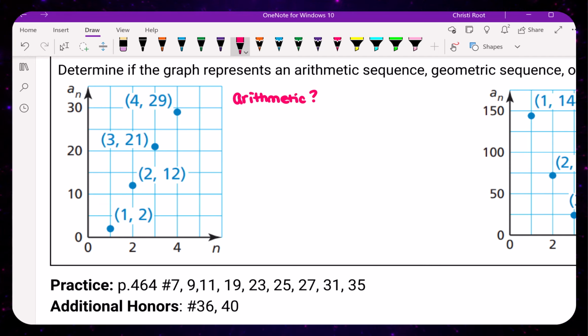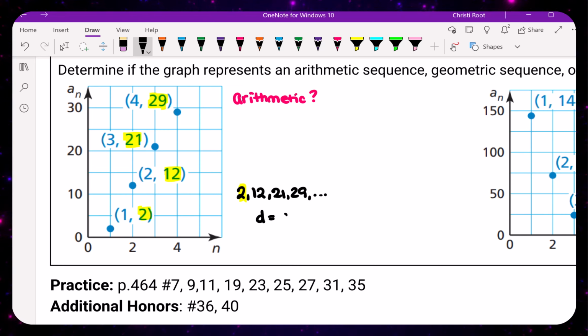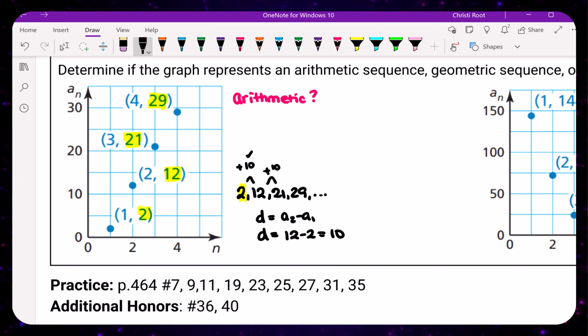The way that you verify if it's arithmetic is we look at the y values, because those are the actual sequence numbers. So I have 2, 12, 21, and 29. If it's arithmetic, it's going to have a common difference. The common difference is a sub 2 minus a sub 1. So 12 minus 2 is going to give me 10. So I need to verify that I am adding 10 to each number. Oh, wait. No, that should be 22. No. And then this one looks like it's adding only 8 here. So no, this is not arithmetic.